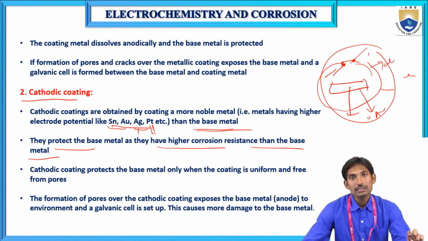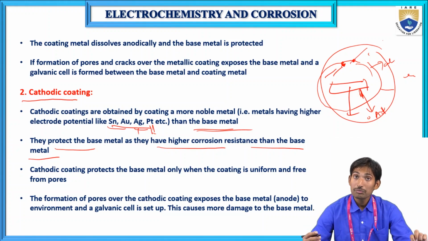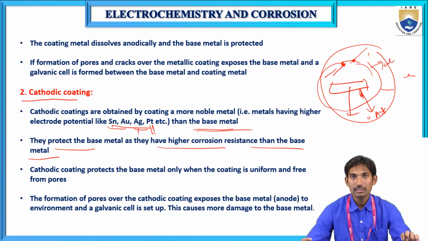See, in the galvanic cell, which acts as anode? In this, our base metal acts as anode. The coating metal acts as cathode. So if it is exposed to moisture, the anode part, our base metal, undergoes corrosion very easily. In case of anodic coating, the coating metal acts as anode and our base metal acts as cathode. So which part undergoes corrosion? Only the coating metal undergoes corrosion. But in case of cathodic coating, if any pores or cracks are there, our base metal first undergoes corrosion.